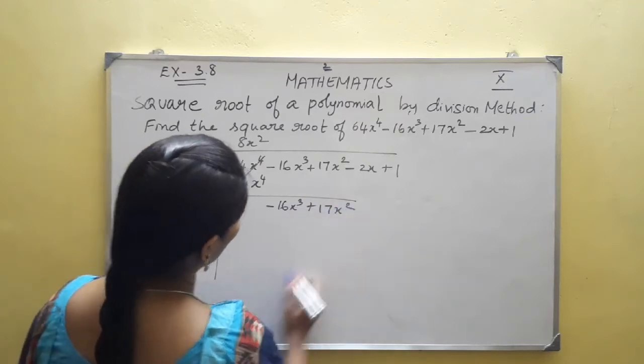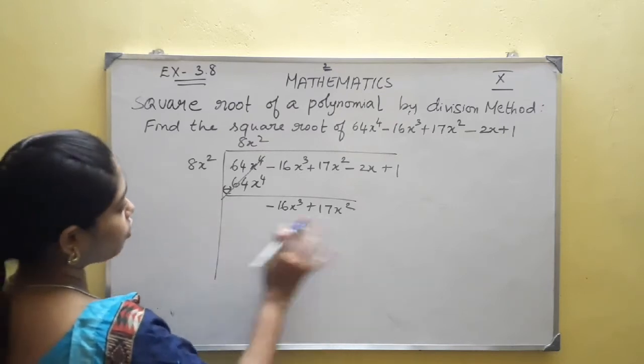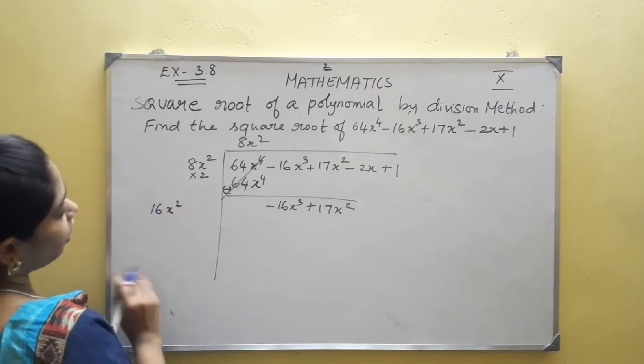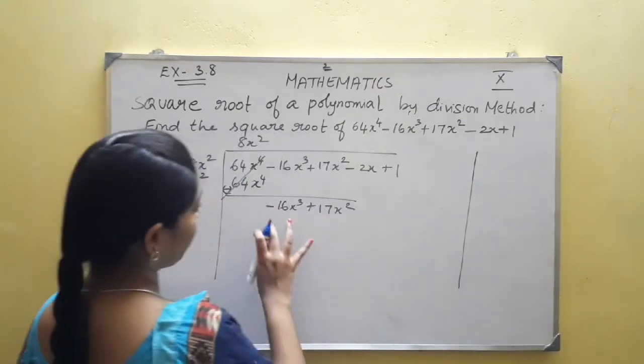Okay, so first step is over. You need two terms over here because you have two terms here. Multiply this by 2 and write 16x square. So what's supposed to come here? Do that calculation part in the rough column.